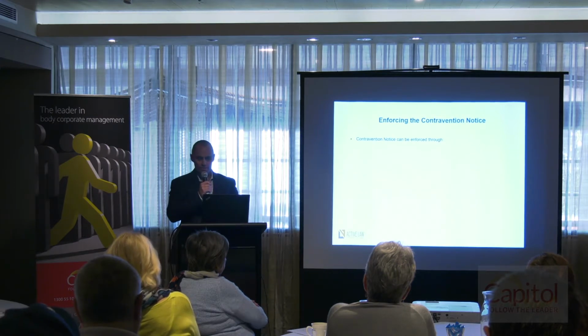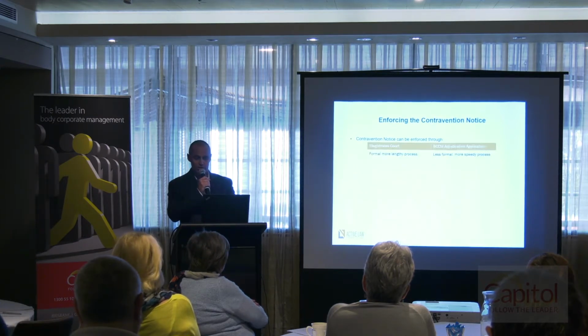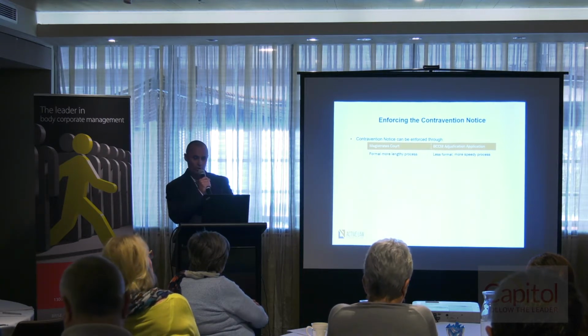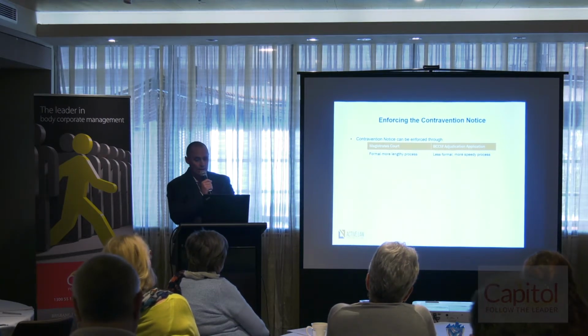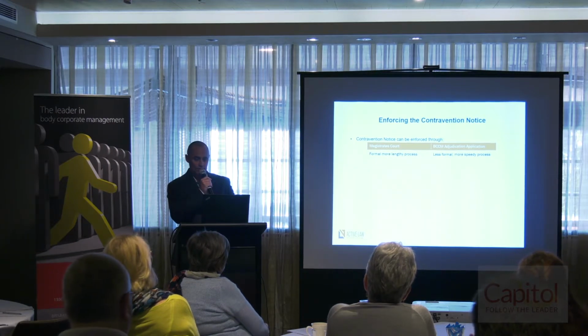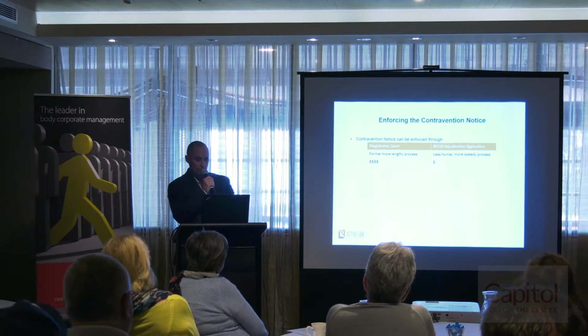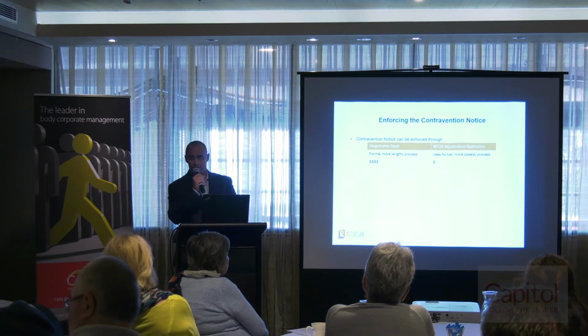So in terms of enforcing the contravention notice, as I mentioned, it can either be through the magistrate's court or through the adjudication process. So we'll look at the pros and cons of both of those. Now, the magistrate's court is a formal, more lengthy process. The adjudication process is less formal and substantially more speedy. In terms of legal costs, the magistrate's court is significantly more expensive than an adjudication application.